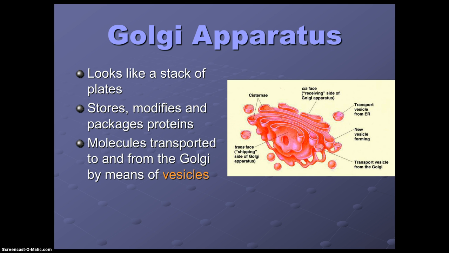It says that molecules are transported to and from the Golgi by means of vesicles. So vesicles are like little spaceships that carry the proteins around. So either, again, they can stay inside the cell, or those proteins can leave the cell.